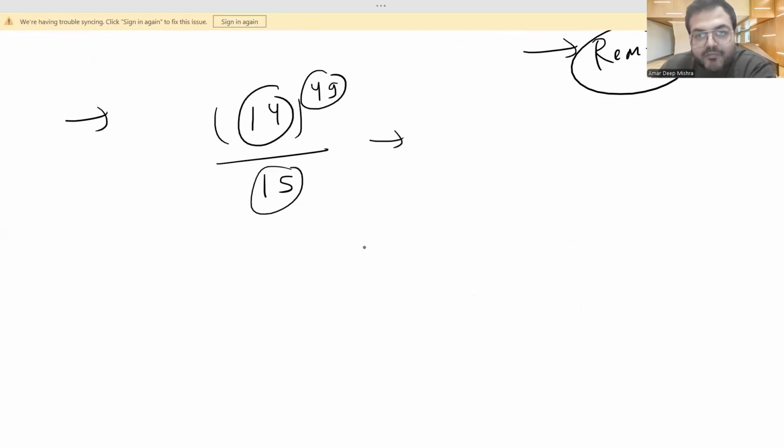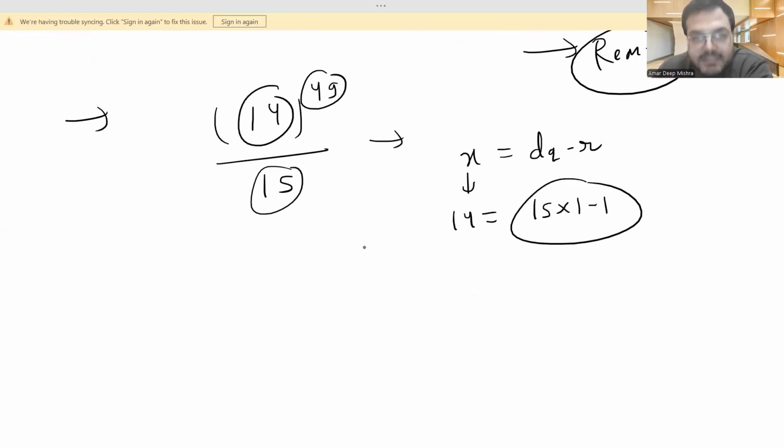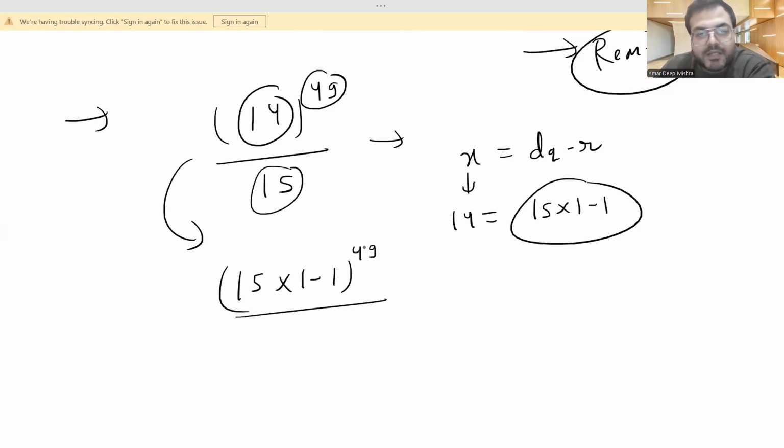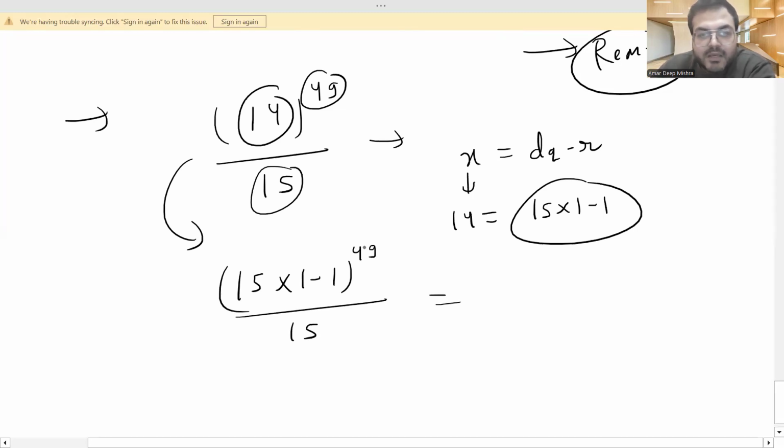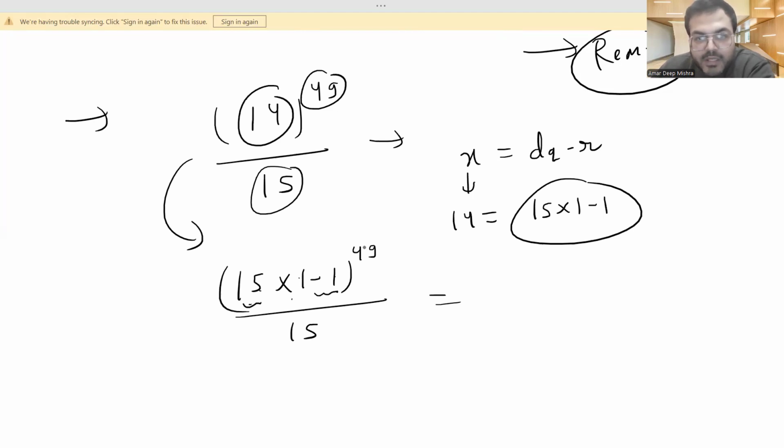So I can write x equals dq minus r in this format. How? x is 14. So 14 equals 15 into 1 minus 1. I can write it like this, right? So this will be written as 15 into 1 minus 1 to the power 49, correct? Upon 15. Now see, 15 into 1 minus 1. Now this is minus 1. This part is completely divisible. 15 into 1. So here I can write minus 1 to the power 49 and dividing it by 15, right?